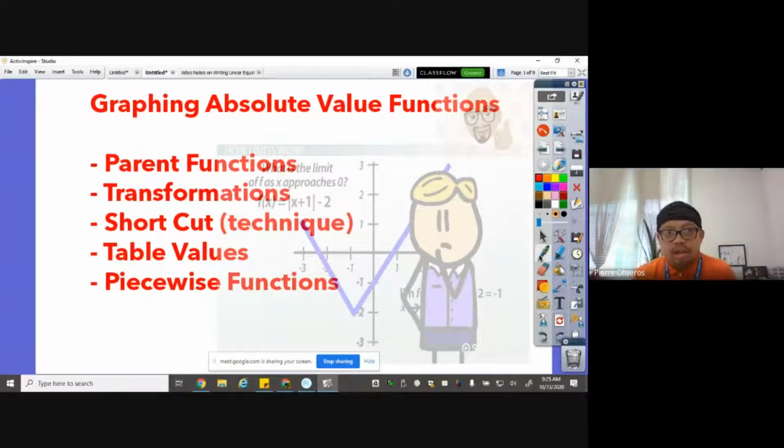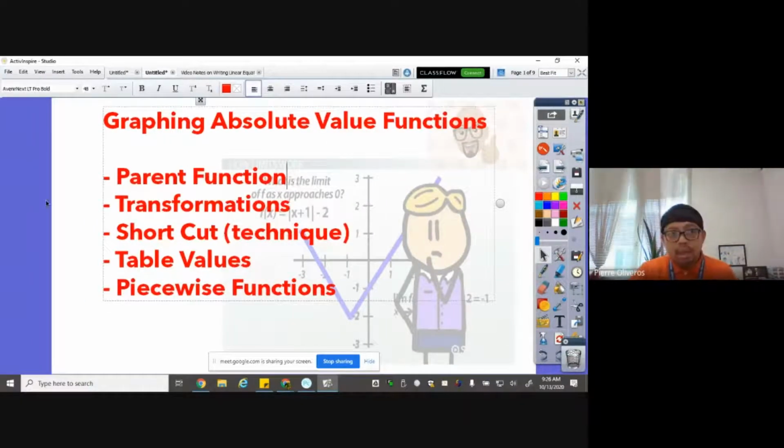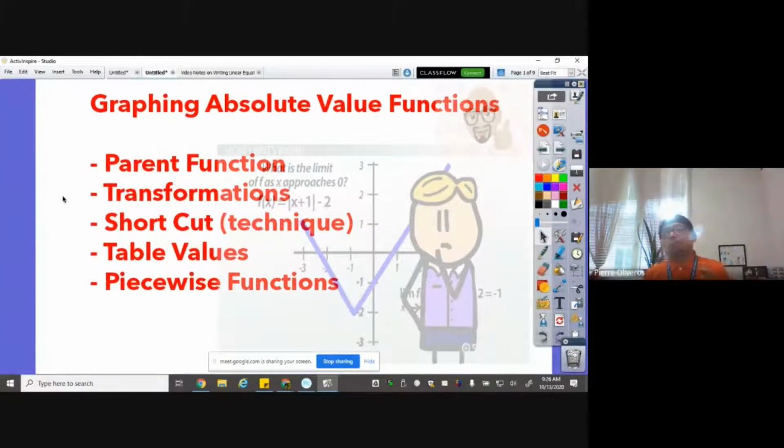Today we're going to learn about absolute value functions, and we're going to graph them. When we graph an absolute value function, we have to know what it looks like. We need to know how to construct a table, what the parent function is, and the domain and range. We have to know the transformations: shifting left or right, up or down, and how steep the graph is. I'm also going to share a shortcut technique today, and we're also going to use a table of values. So there will be two methods in graphing, and we're going to connect it with piecewise functions. Okay? So let's go ahead now.